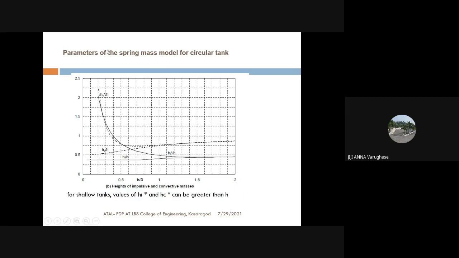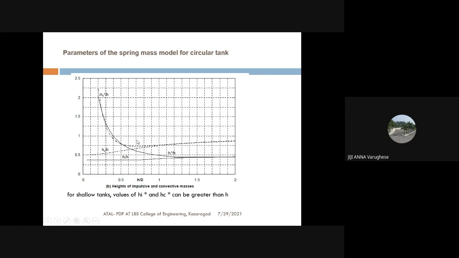And this is another chart which I have taken from IS 1893 part 2. This chart gives the values of the height of location of the impulsive mass as well as the convective mass. There are 4 parameters: one is HI, the other one is HI star, second one is HC and HC star. And these HC star and HI star are to be considered if we are incorporating the hydrodynamic pressure acting on the base slab also.